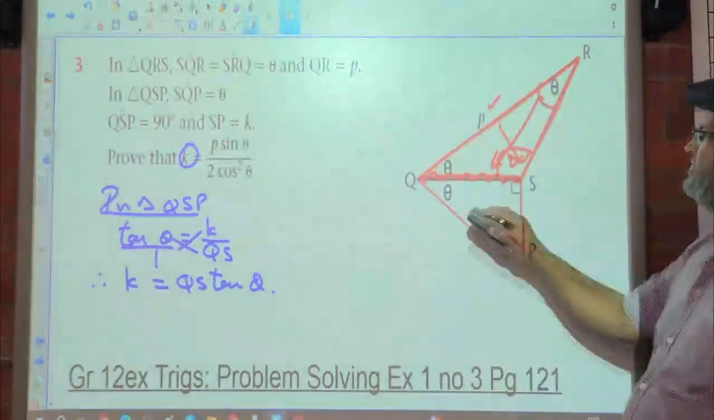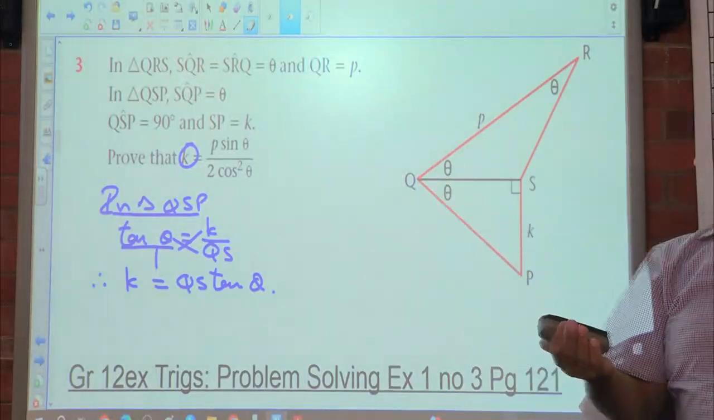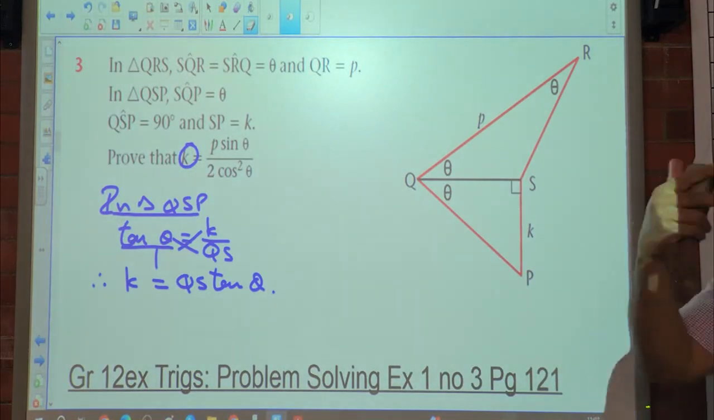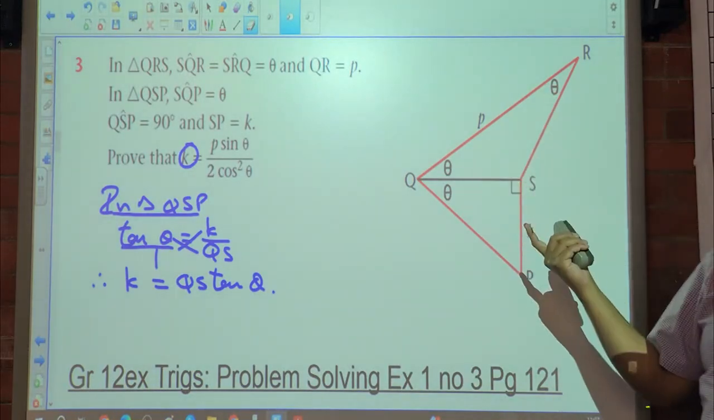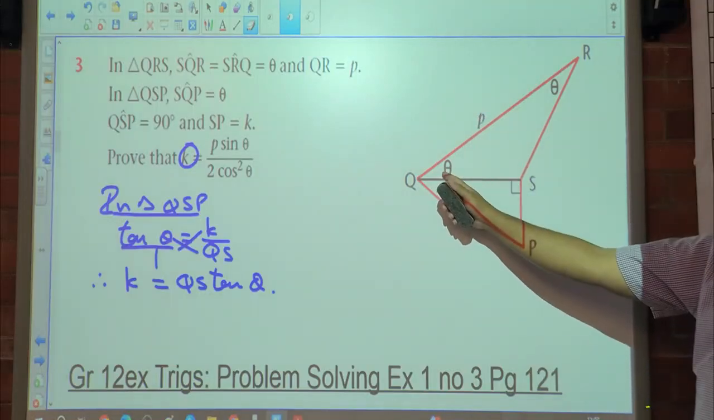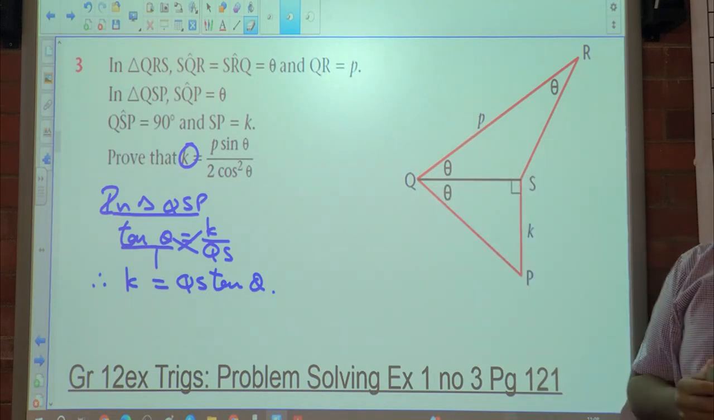We have many angles. When do we use cos rule? When we have two sides and an included angle. You could also use the cos rule here, but it's going to be a bit difficult to make QS the subject of the formula.